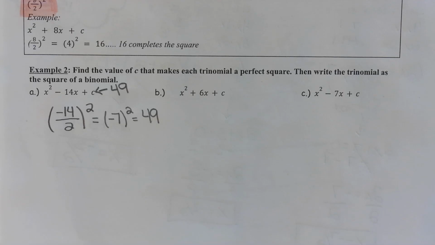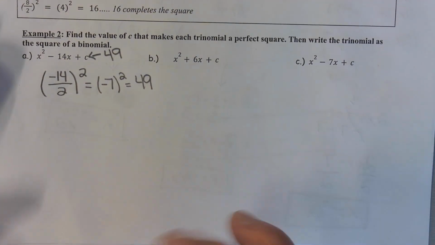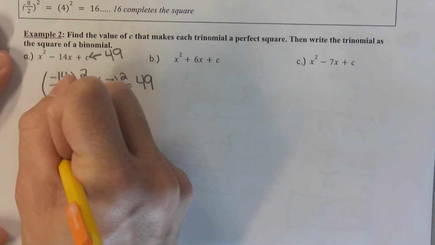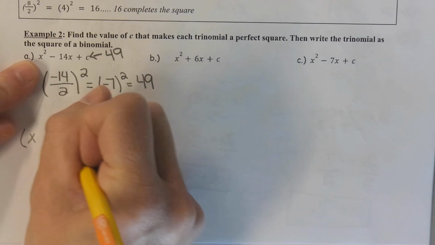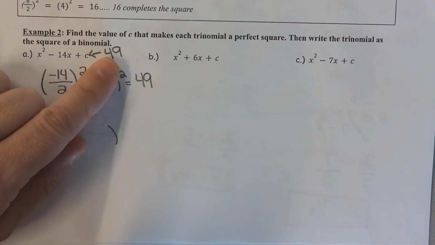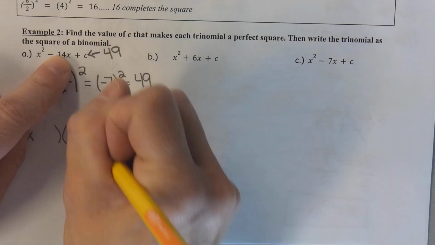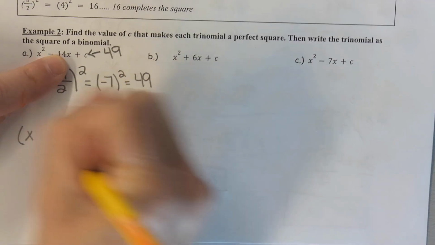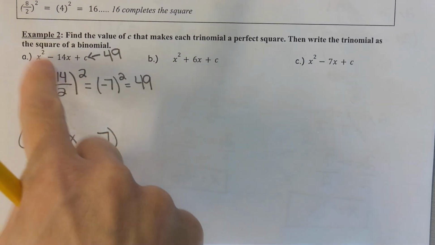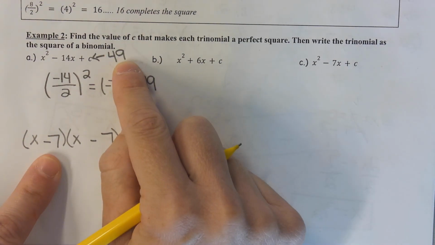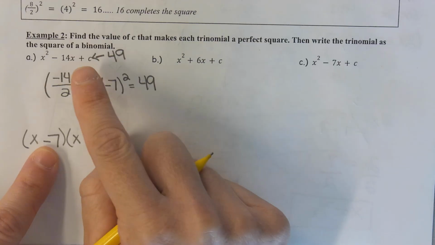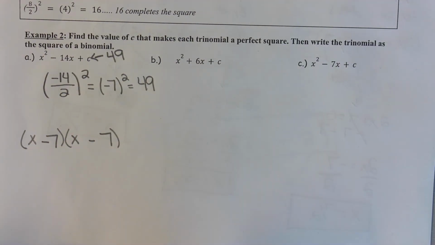Let me show you what that would mean for factoring. You don't have to write this part down unless you'd like to. So what that would mean for factoring is I'd have x and x. What multiplies to 49 but adds to 14? 7 and 7. They both need to be minus. Negative 7 times negative 7 is positive 49. Negative 7 plus negative 7 is negative 14.